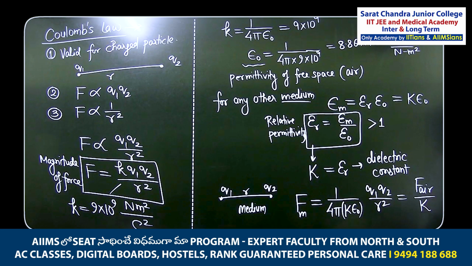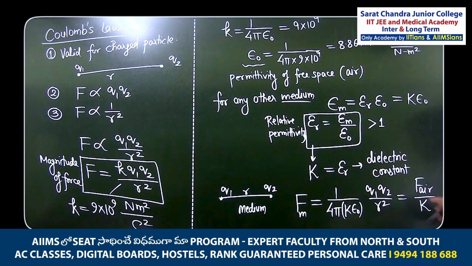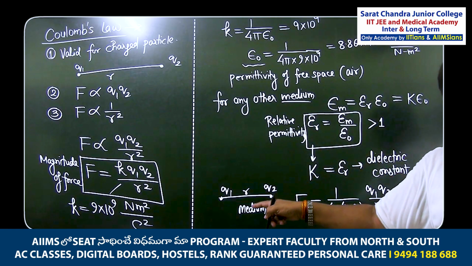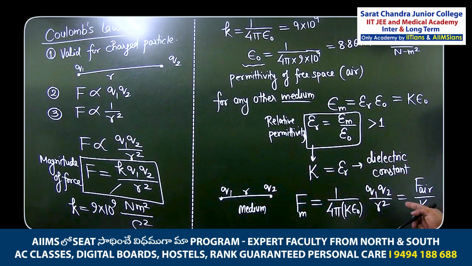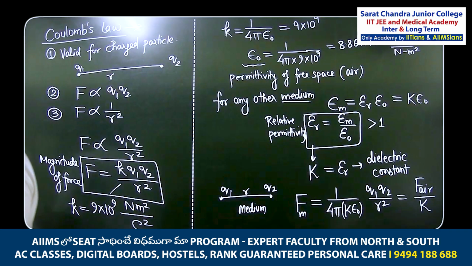All right, everybody, whatever they are experiencing in air, in the medium they are experiencing 1 by k times less. If the medium has dielectric constant 2, force will be half. If the dielectric constant is 3, force will be 1/3. If the dielectric constant is 4, force will be 1/4, like that. So in the medium, the permission allowed is even less. That's why the force decreases. Till now it is clear? Okay.